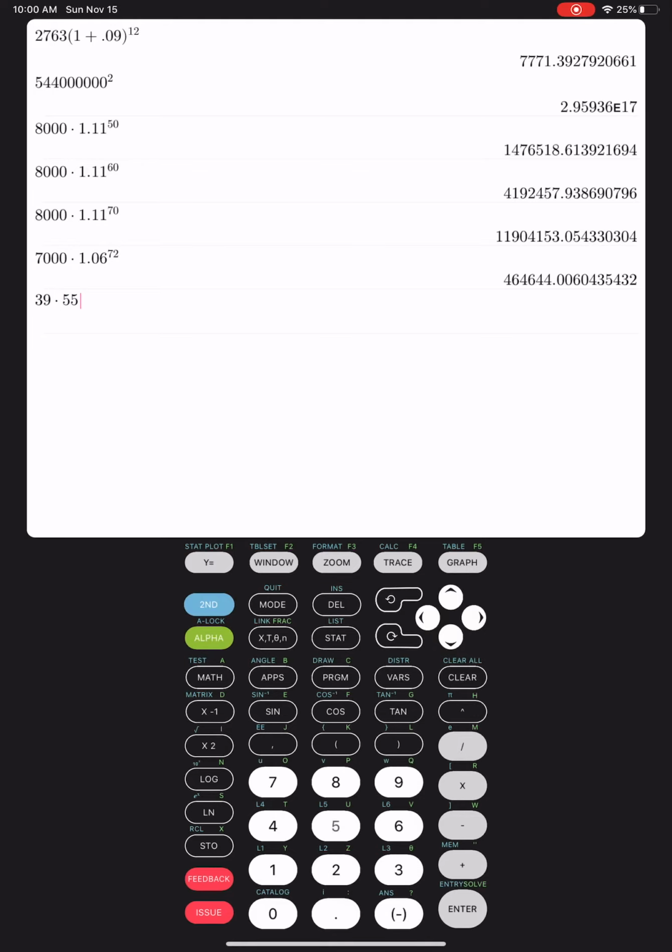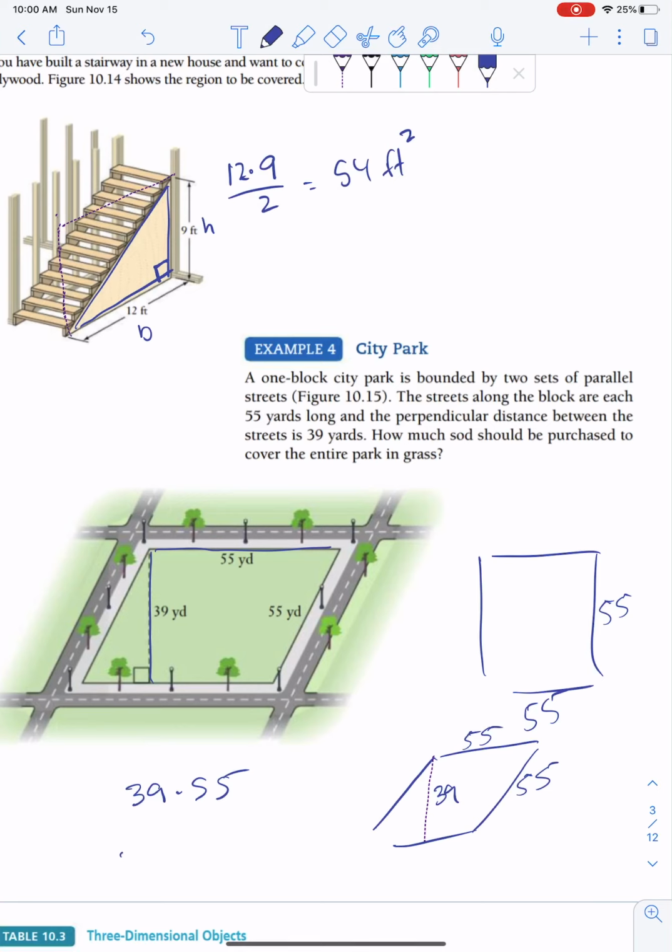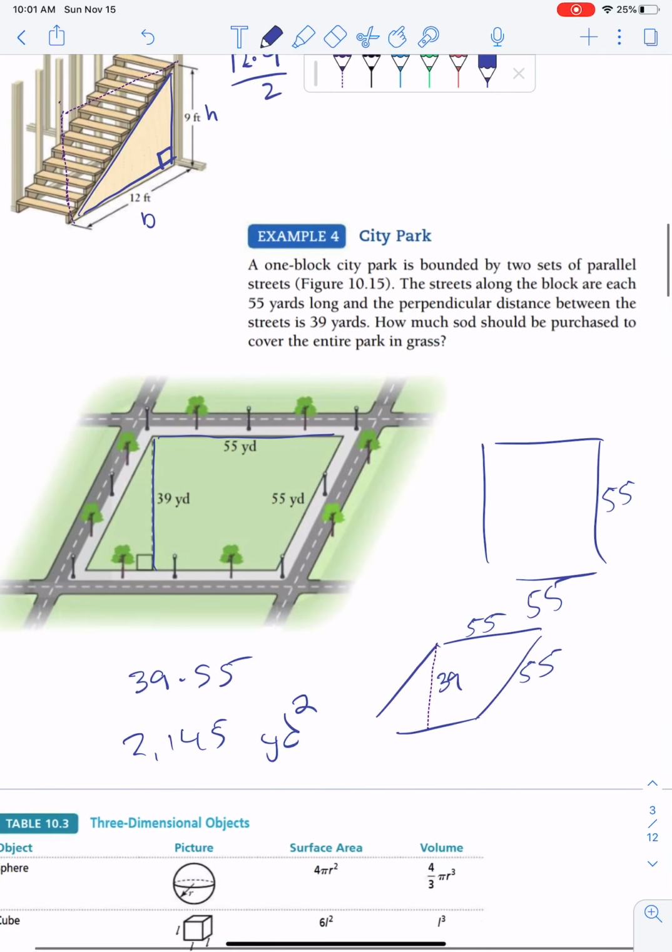39 times 55, we're at 2,145. So 2,145 yards squared. That's how much grass it's going to take to cover that park. That's a lot of grass.